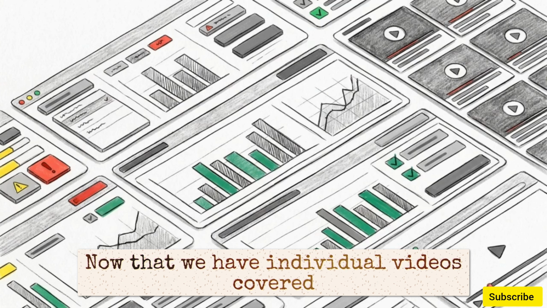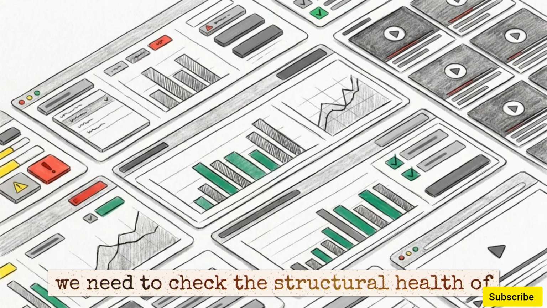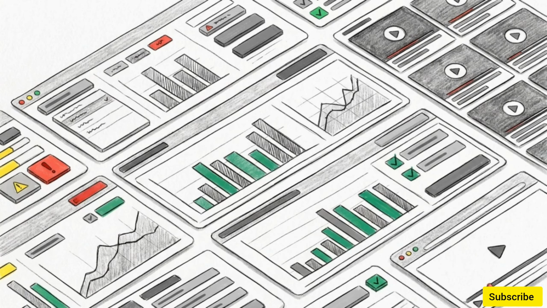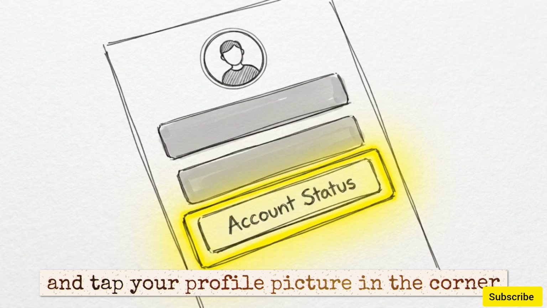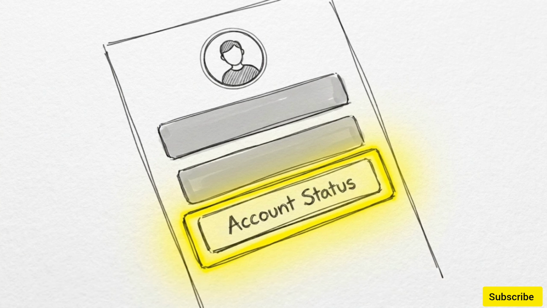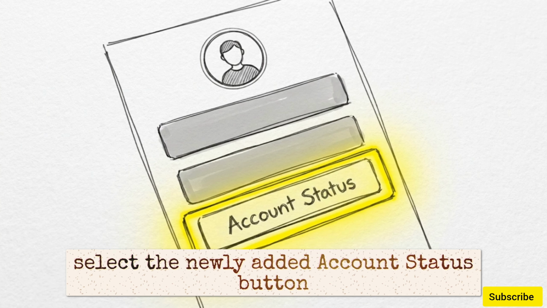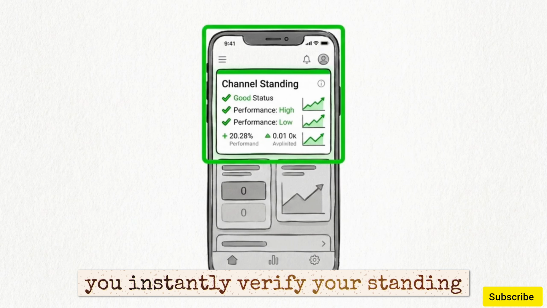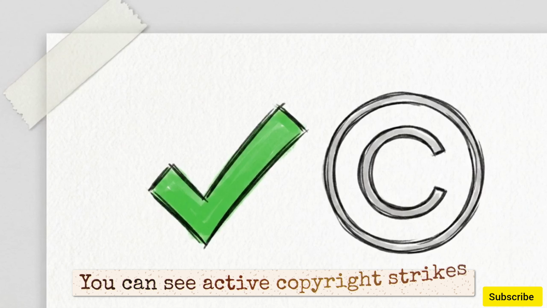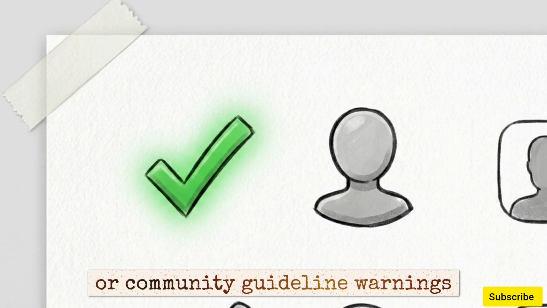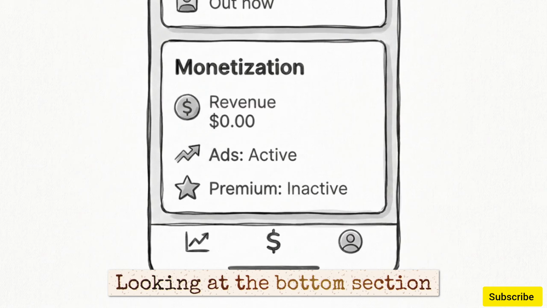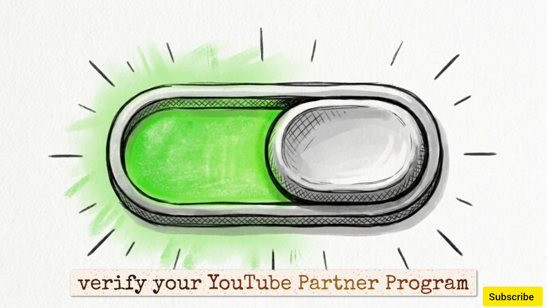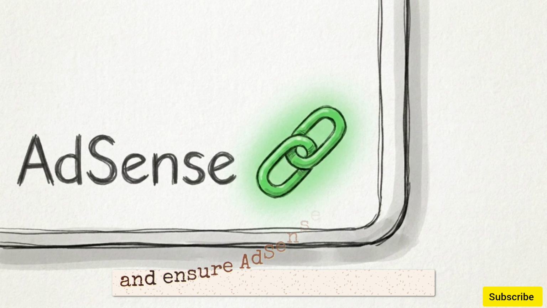Now that we have individual videos covered, we need to check the structural health of your entire channel. Exit the Content tab and tap your profile picture in the corner. From that menu, select the newly added Account Status button. The top section of this new dashboard lets you instantly verify your standing. You can see active copyright strikes or community guideline warnings. Looking at the bottom section, verify your YouTube Partner Program and ensure AdSense is linked.